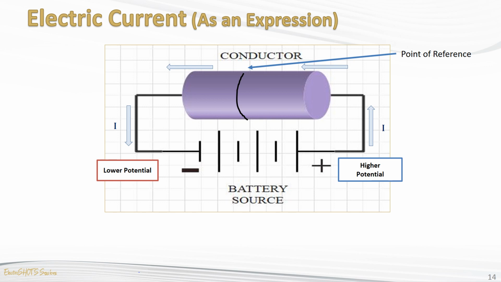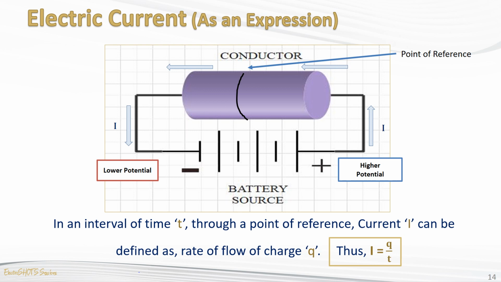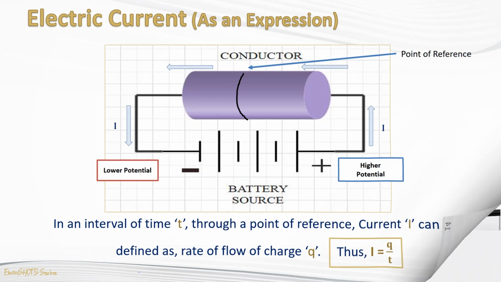Concluding from the previous discussion, an expression for electric current can be given. In the diagram, if we mark a point of reference on the conductor, then in an interval of time t through the reference point, the current I can be given as the rate of flow of charge Q. In this rectangular box at the bottom of the presentation, we have written the expression of electric current as I equals Q by t. Thus, this concludes this video lecture session.